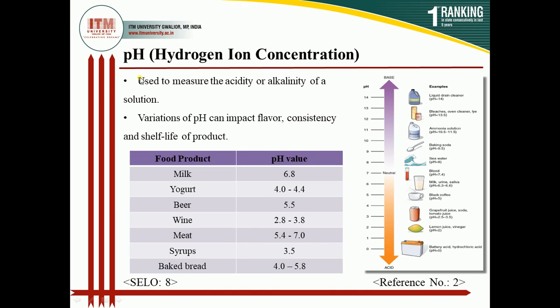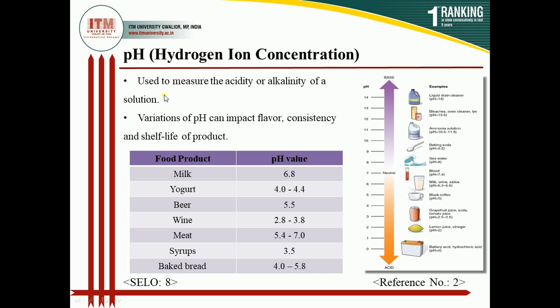Next is the pH. pH is the hydrogen ion concentration. pH was first discovered by Sorensen in 1909, and there is a scale which is used to measure the pH, and we term the scale the pH scale, or nowadays the pH meter, through which we can check the accurate pH of any solution or any product.